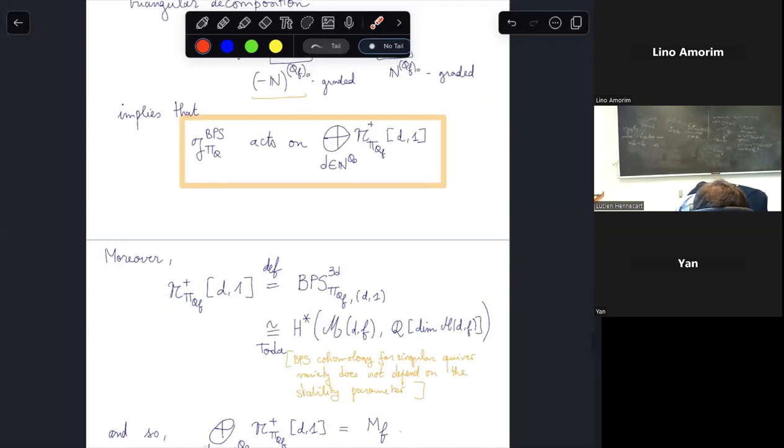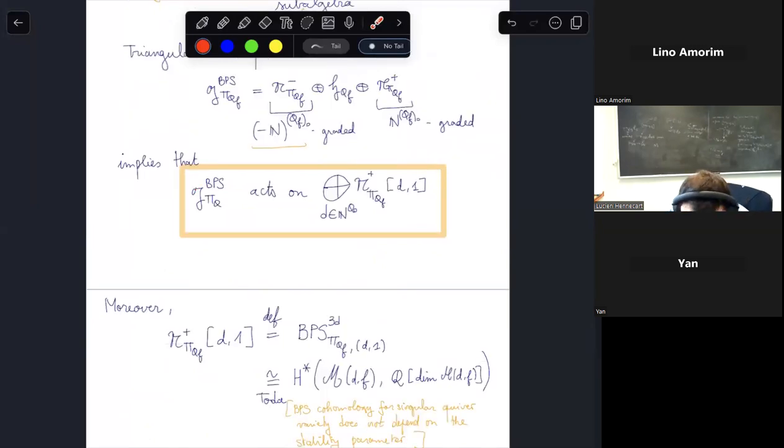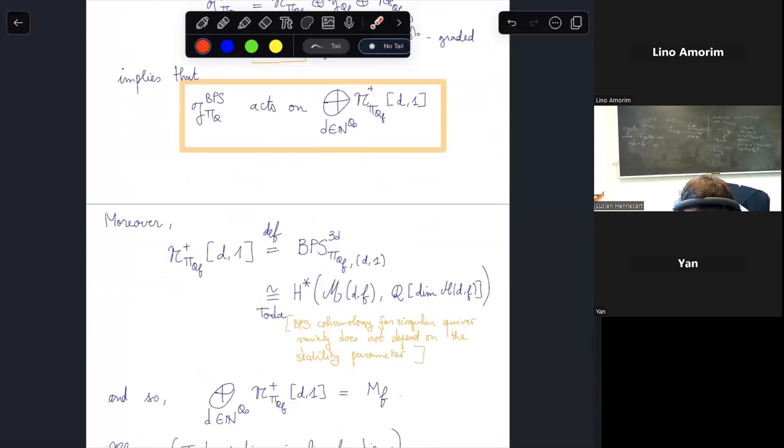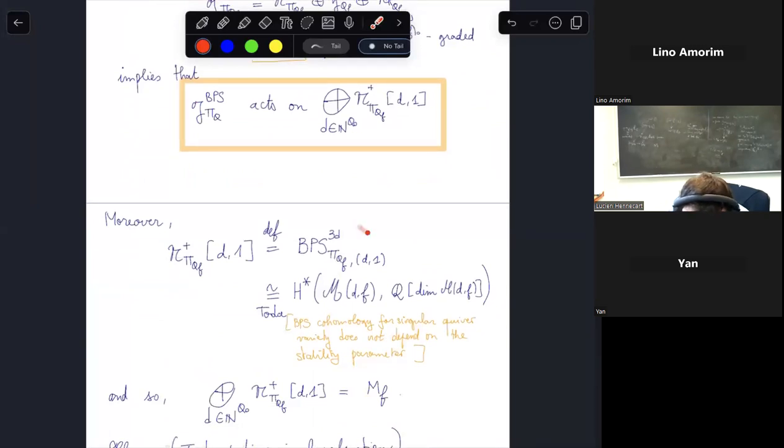So the big BPS algebra for PQ acts on the positive part for PQF. And moreover, by definition, this positive part is BPS. If you take the positive part, this thing has a geometric description. And BPS for PQF, which is defined as cohomology of some BPS perverse sheaf from some singular Nakajima quiver variety, can actually be described as the singular cohomology of some smooth Nakajima quiver variety, MDF, with some cohomological shift.